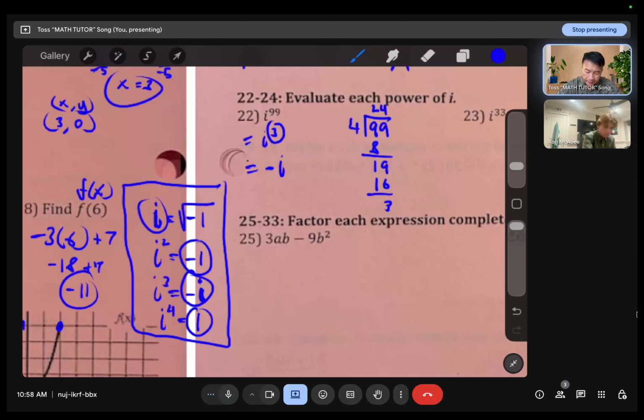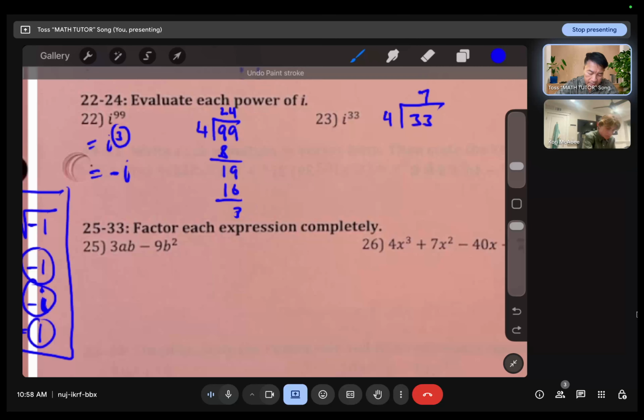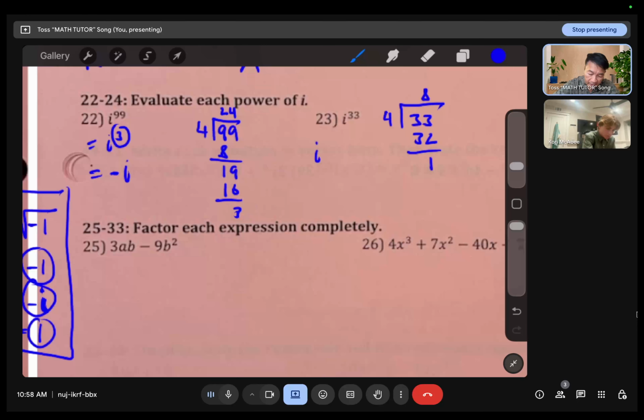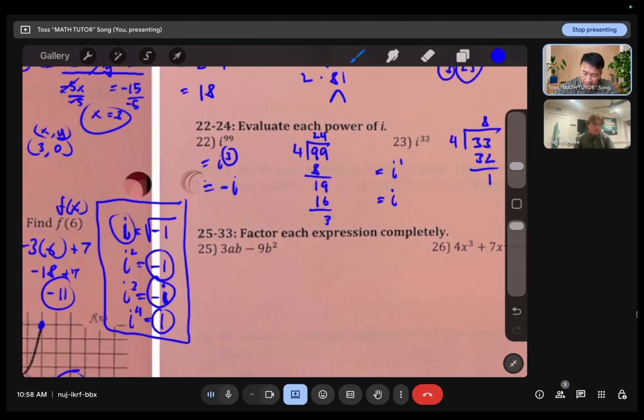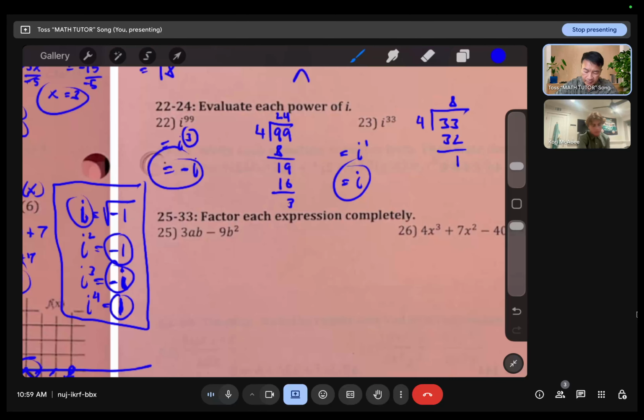You're allowed to keep that. Okay, let's do the same for here. So 33 divided by 4. 7, no, 8, sorry, 32. So the remainder is 1. That means the next step from here is i to the 1. So the answer is just i. i to the 1 is i. So you're allowed to keep i, negative 1, negative i, and 1. So there's your answer.